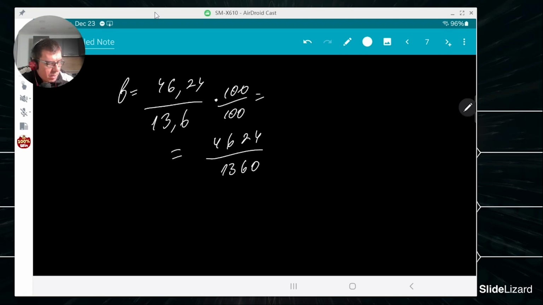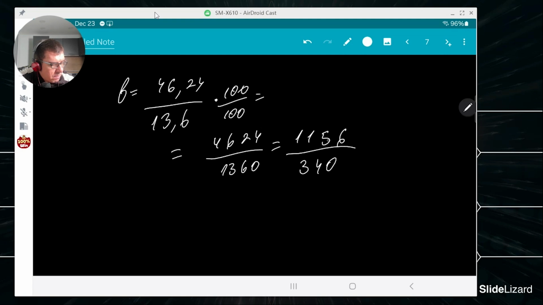46241360, and now let's reduce by 4. Okay, so 1156. 13 divided by 4 is 3, carry 1, 16 is 4, and the 0.